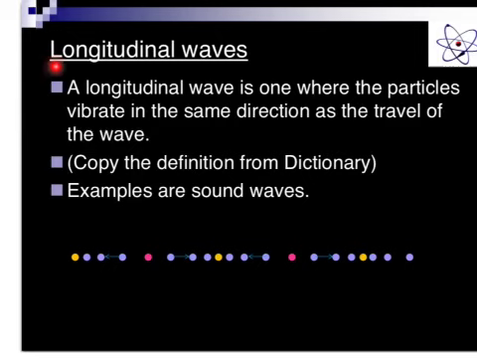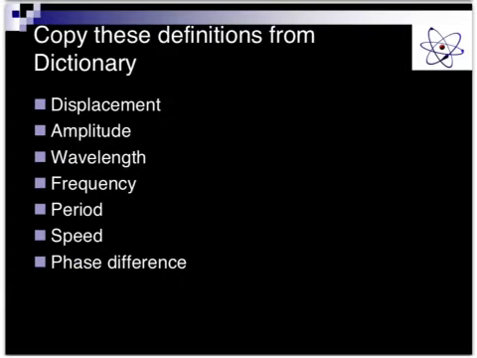Now we come to longitudinal waves. A longitudinal wave is one where the particles vibrate in the same direction as the travel of the wave. Definition. Examples are sound waves. You can see here that the wave is traveling along to the right and each particle is vibrating from left to right like this. Make sure you look up the dictionary and copy down the definition of these terms to do with waves.